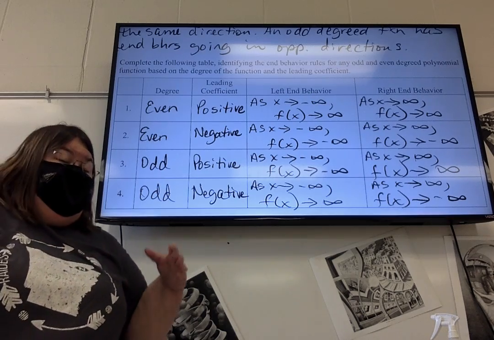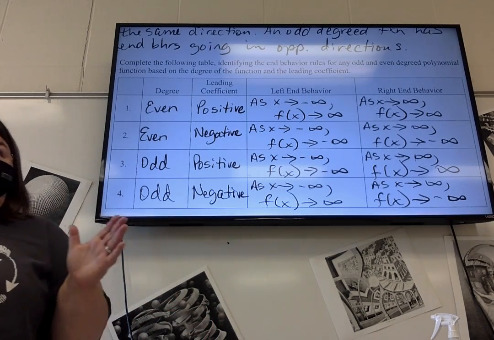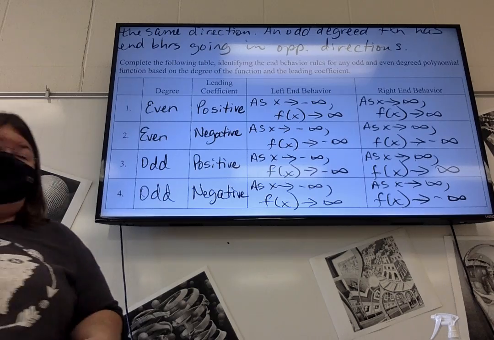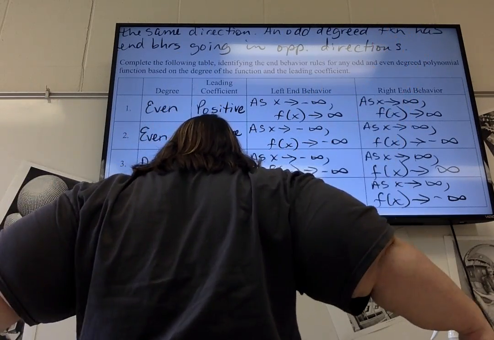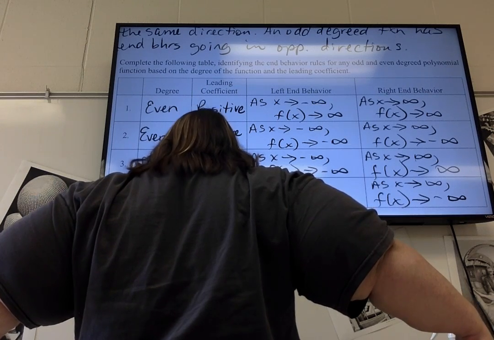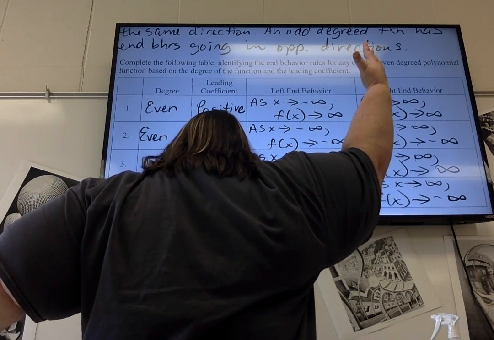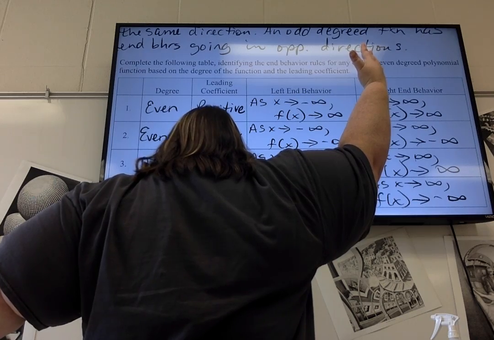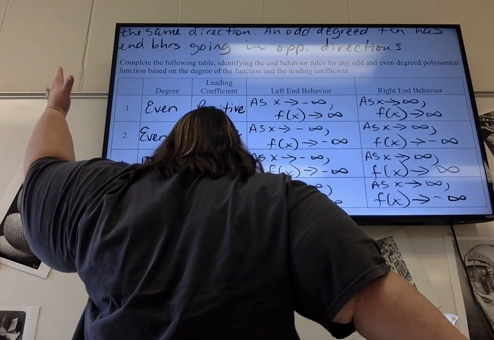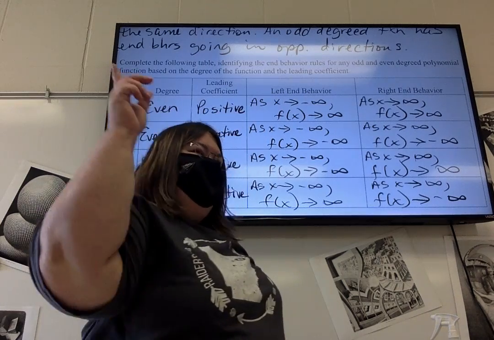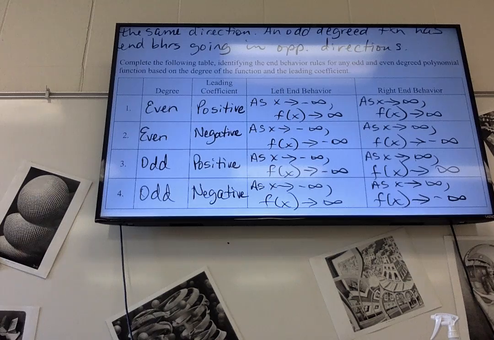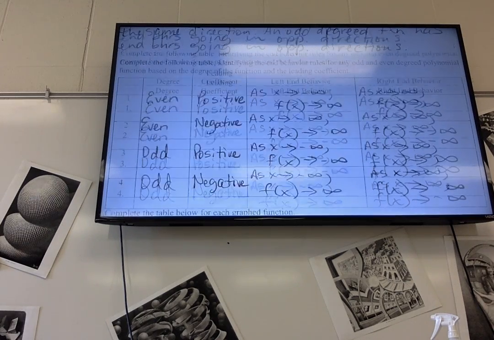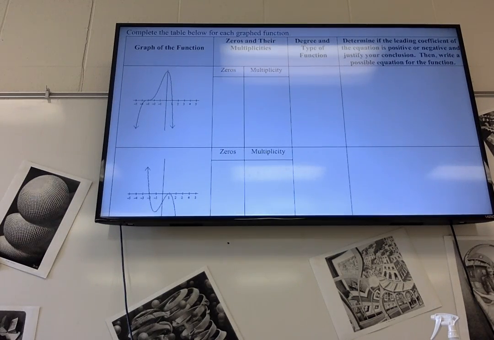So the first one is degree, second one is leading coefficient. So even positive, they're both up. Even negative, they're both down. Odd positive, this one goes up and this one goes down. And then odd negative, it just flips. That's what it says, kind of like a dance thing. All right. So we're going to complete this table.